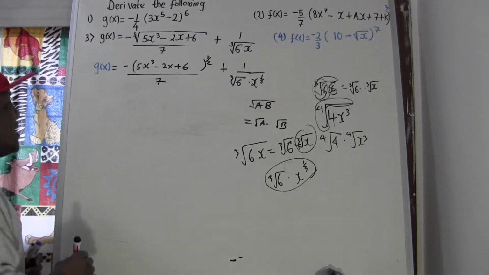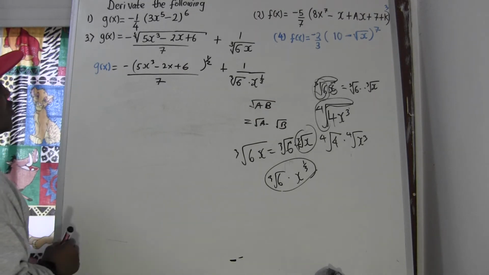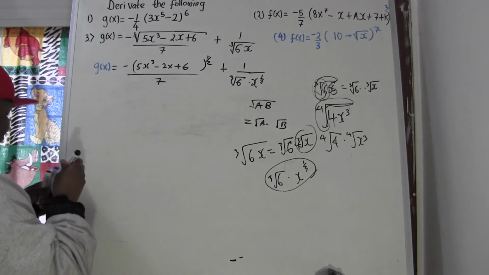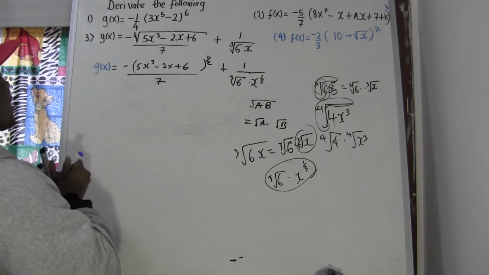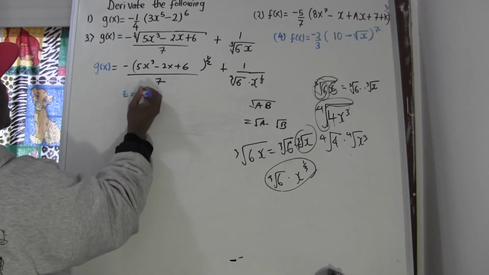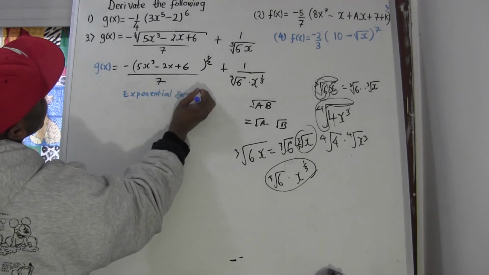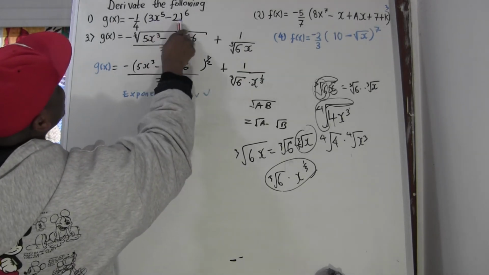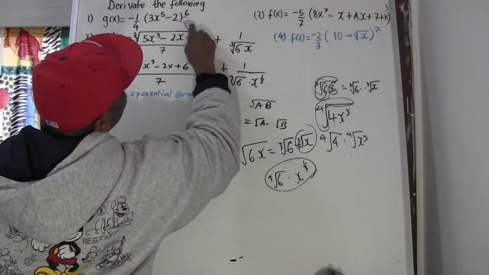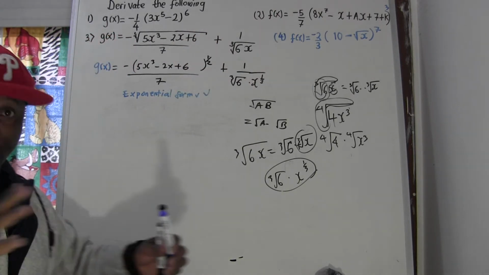Now let's go. So now what I'm gonna do is another step. Everything is in power now. So first thing, you want to put everything in exponential form. But why didn't I do it with this? Because this was already an exponential. There was no root for the first question. So exponential form, yes, it is.